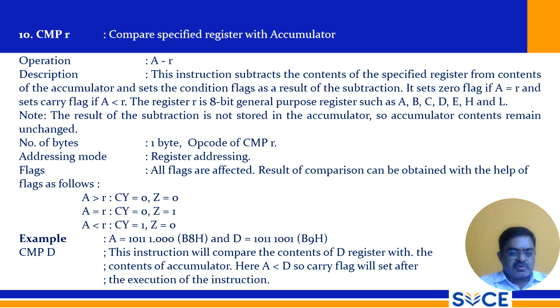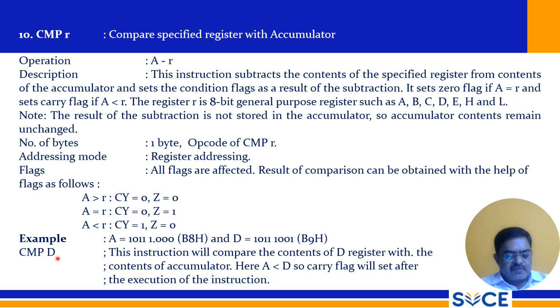So compare. Compare is compare specified register with accumulator, and here the flags are affected. The result of comparison can be obtained with the help of flags as follows. If A contents are greater than R, carry flag is 0, zero flag is also 0. If A contents are equal to R, carry flag equal to 0 and zero flag is 1, and if A contents are lesser than R, carry flag equal to 1 and zero flag is equal to 0.